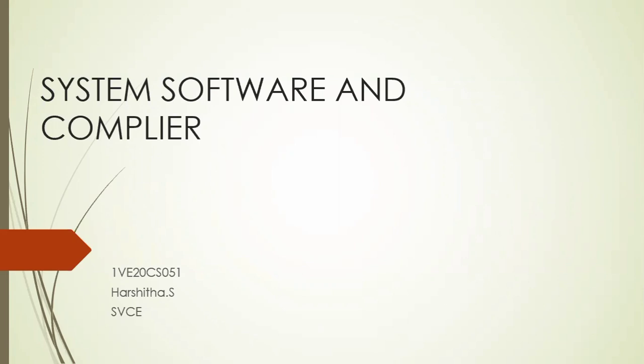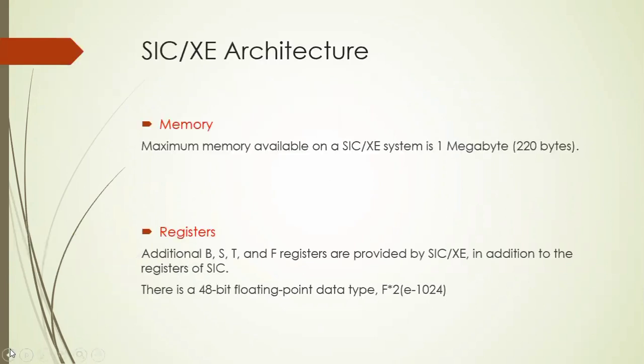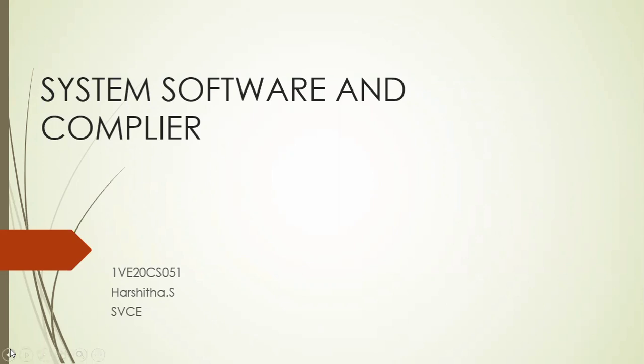So today we are talking about system software and compilers. In that, the very important topic that we are talking about is the SIC architecture. First, before going to the topic, we'll see what is system software. System software consists of a variety of programs that support the operation of a computer.